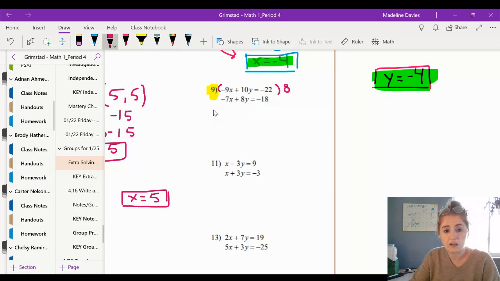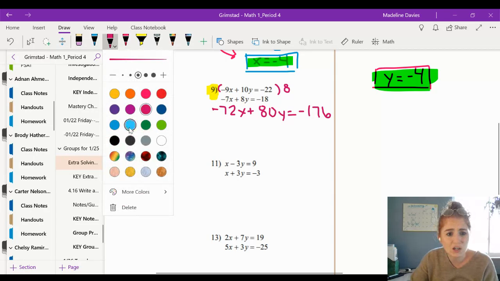And I'll just rewrite it over here. So 8 times negative 9, make sure I get my calculator, 8 times 9, so negative 72x. 8 times 10 is 80, so plus 80y equals negative 22 times 8, which is going to be negative 176.